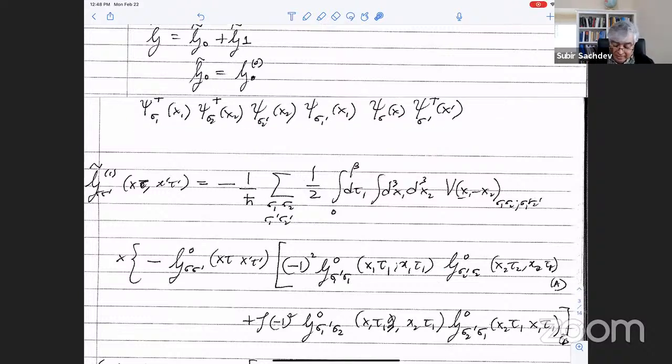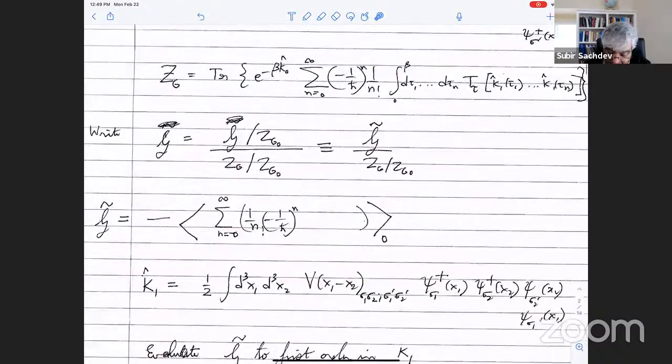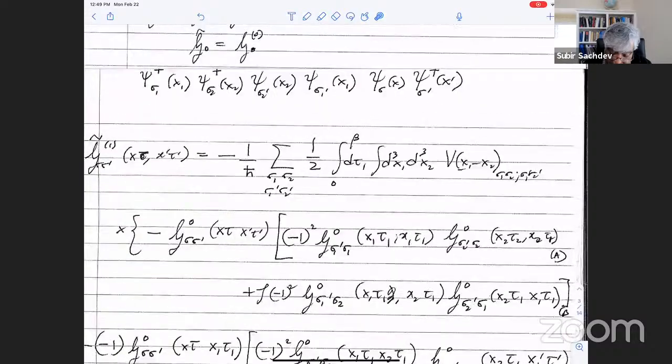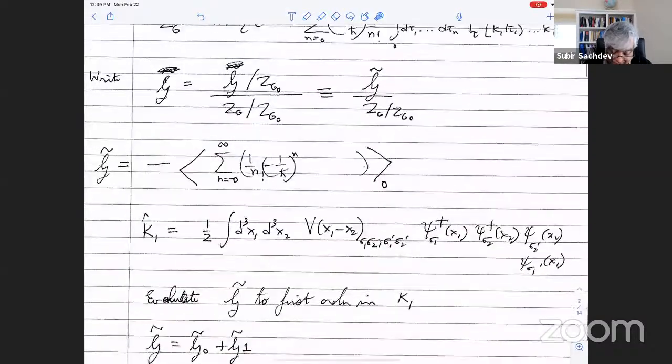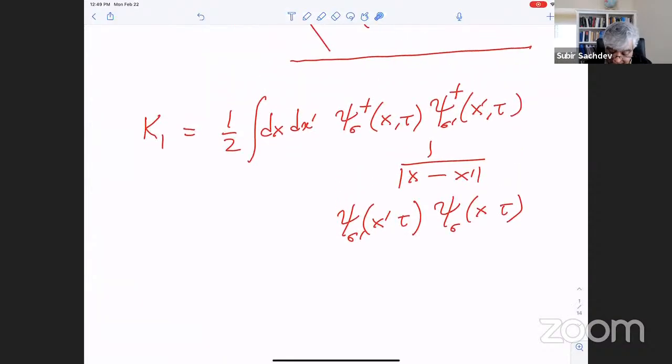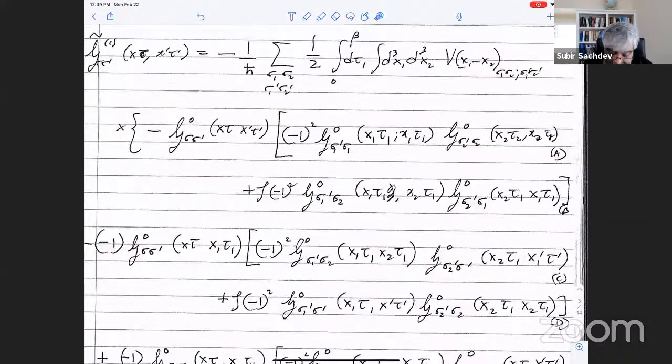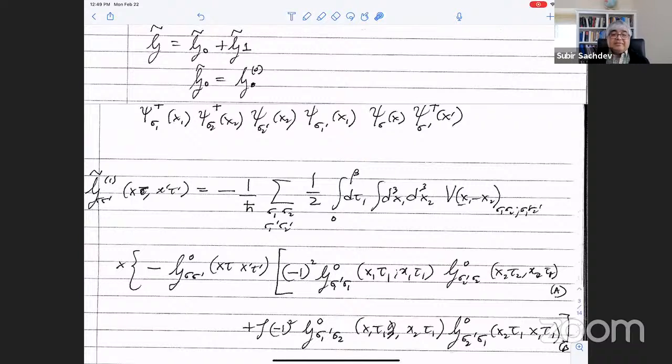Okay. So now the interaction here I've taken to be an arbitrary interaction V of X1 minus X2. Okay. So this part out front, the zero to the integral of tau 1 comes from the integral in the expansion here, from this integral. And the integral over x1 and x2 comes from this integral over here, which I call x and x prime. Okay, so there's various integrals. And then there's the product of these six operators.